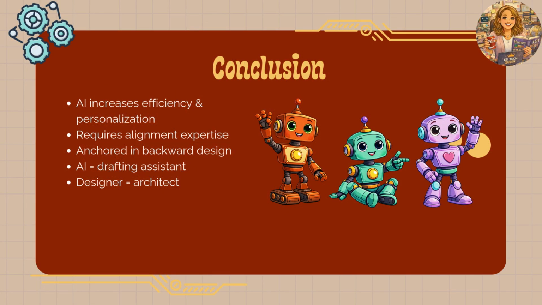So to wrap all of this up, ultimately AI impacts instructional design by accelerating development, supporting differentiation, and shifting the designer's role towards evaluation and alignment. Educators can optimize AI by anchoring it in backward design principles, maintaining standards alignment, reviewing outputs critically, and protecting student data. If coherence remains the guiding principle of instructional design, then AI is not the architect. It's the drafting assistant. The instructional designer is still the architect.